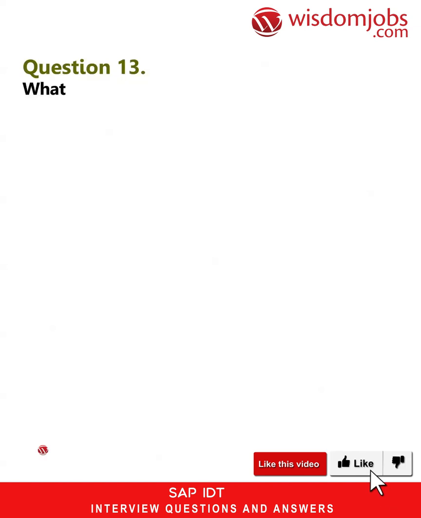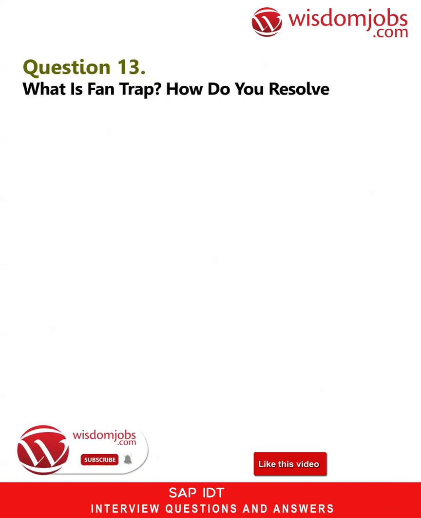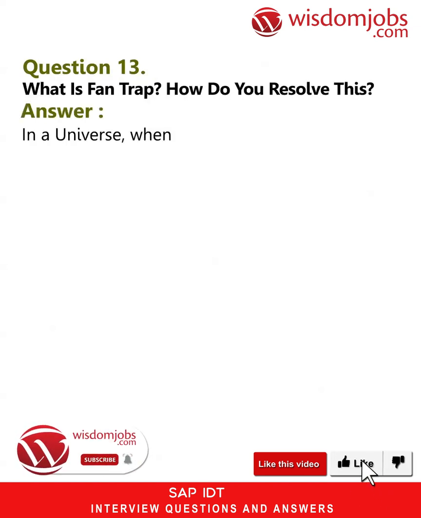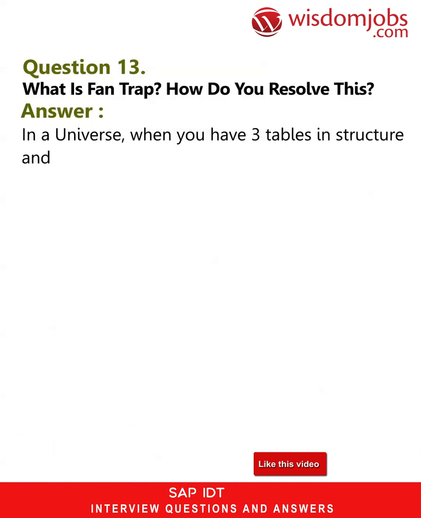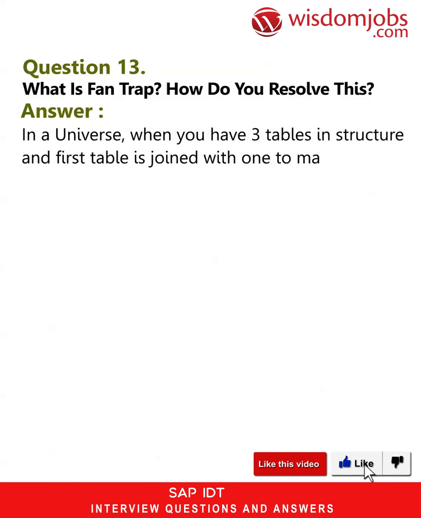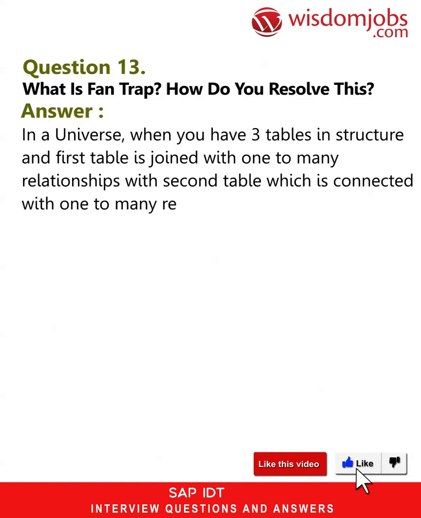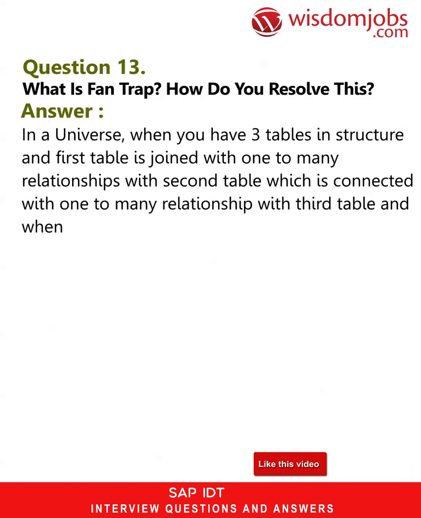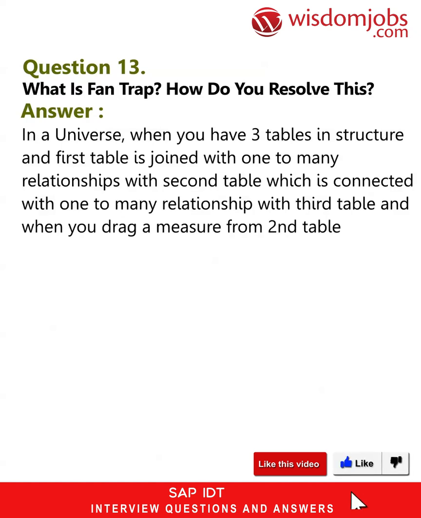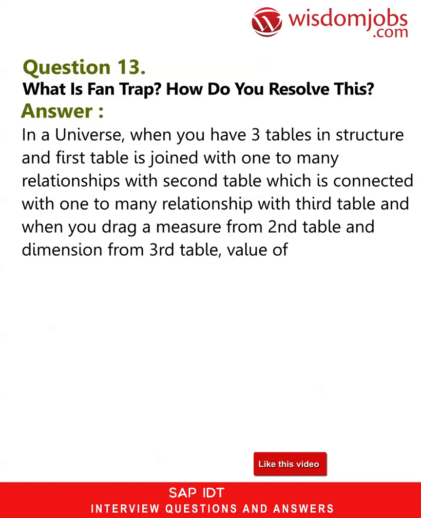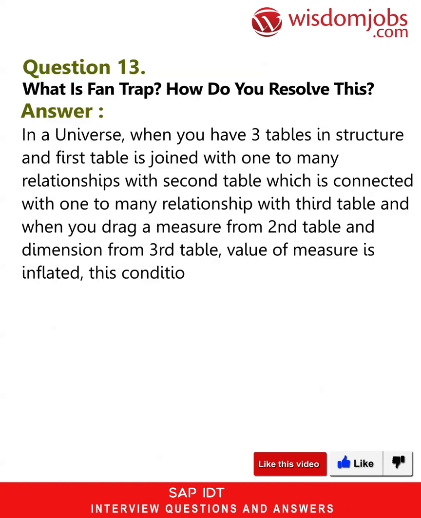Question 13. What is a fan trap? How do you resolve it? Answer. In a universe, when you have three tables in the structure and the first table is joined with a one-to-many relationship to the second table, which is connected with a one-to-many relationship to the third table, and you drag a measure from the second table and a dimension from the third table, the value of the measure is inflated. This condition is called a fan trap.